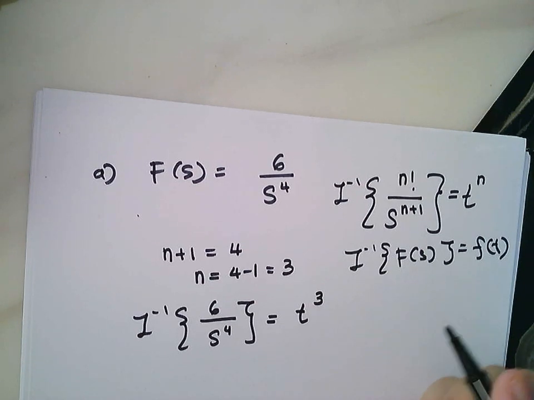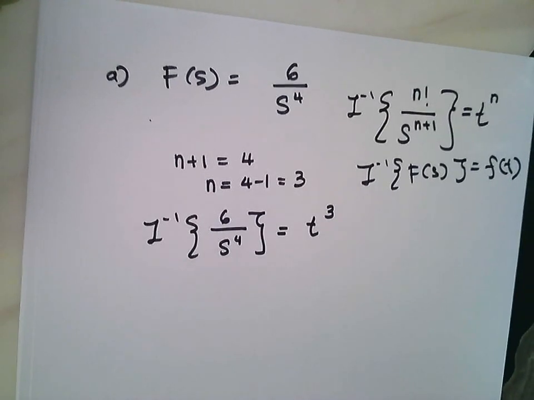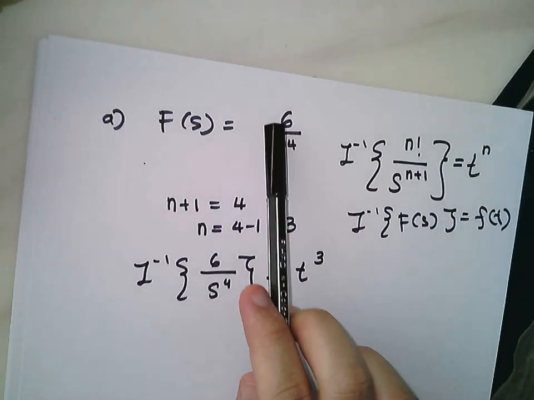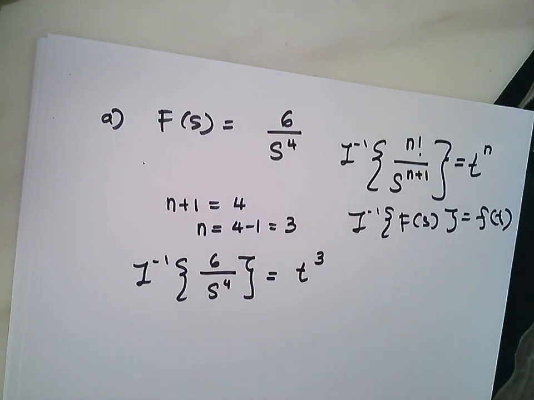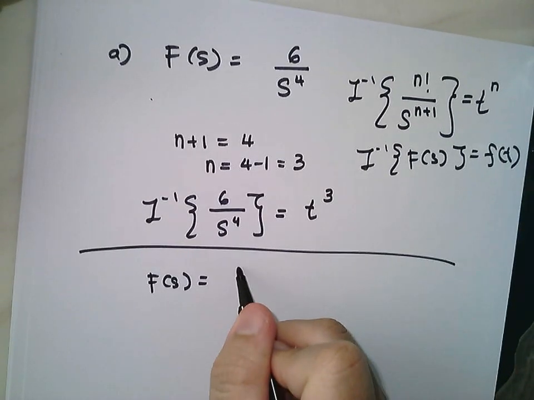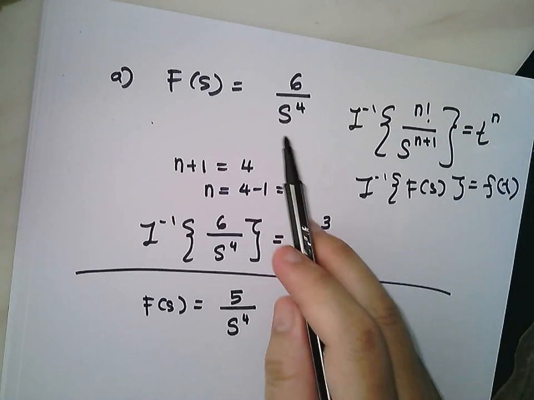Okay, so this is another way of doing it. Another way is to factorize the constant first, because in this problem coincidentally 3 factorial is equal to 6, so you have this value. But what if you are given another problem, where your F(s) is equal to 5 over s to the power of 4? So you don't have that value of 6.